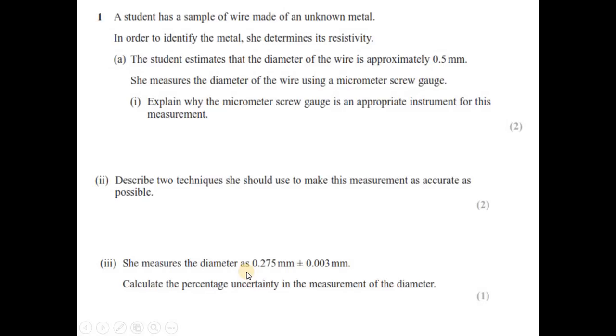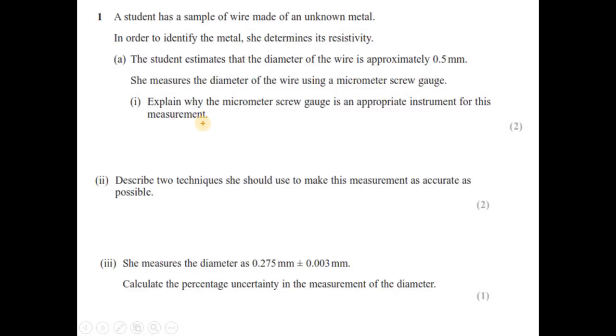A student has a sample of wire made of an unknown metal. In order to identify the metal, she determines its resistivity. The student estimates that the diameter of the wire is approximately 0.5 millimeter. She measures the diameter of the wire using micrometer screw gauge. Explain why the micrometer screw gauge is an appropriate instrument for this measurement.